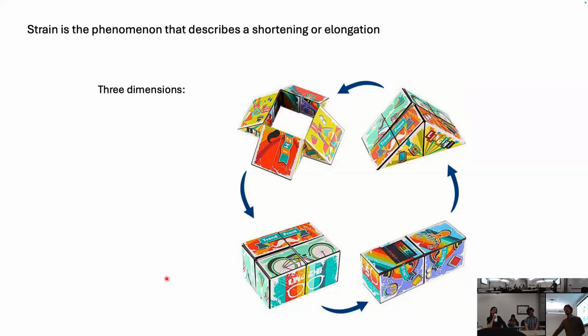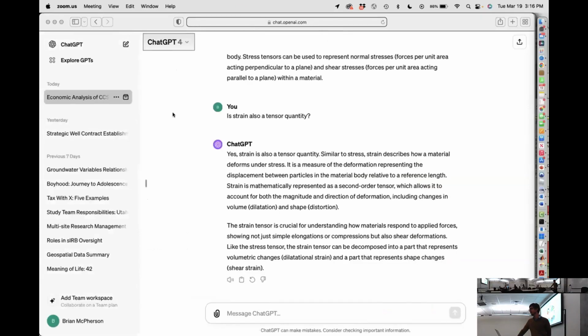The answer is I don't know if there's a strain tensor. I should have researched that before I started this. I don't know if there's a strain tensor or not. It might be a vector, it might be a tensor, it's not a scalar. You're right, it's definitely not a scalar. Oh, what just happened?